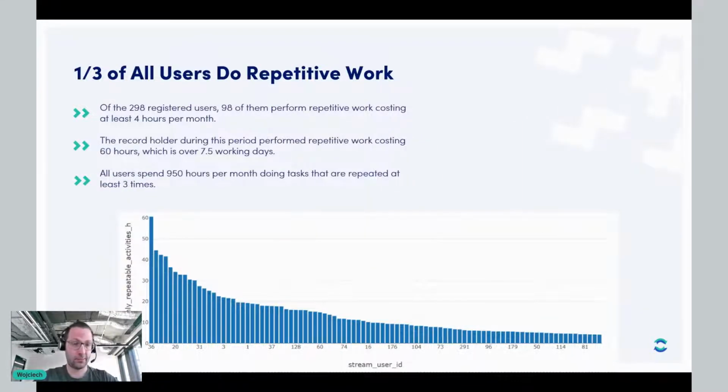So the third example that we took from the list is repetitive work, right? You can see here that out of almost 300 users, 98 perform repetitive work 4 hours per month, right? So if we multiply 4 hours per month times 100 users, you have 400 hours of repetitive work that potentially could be reduced, not necessarily with very sophisticated solutions, right?